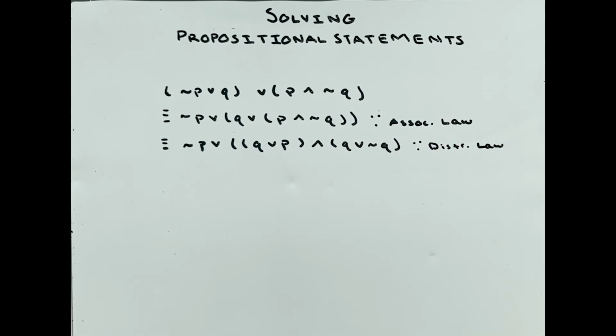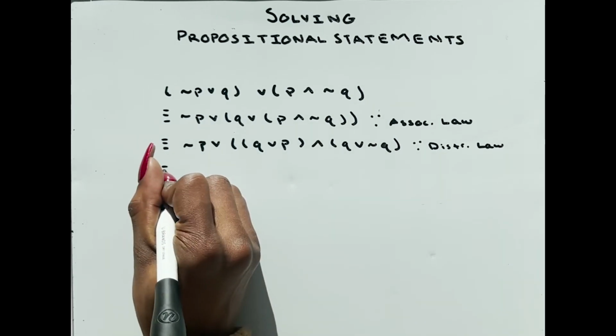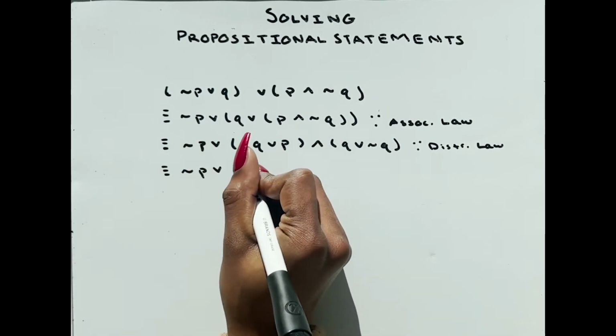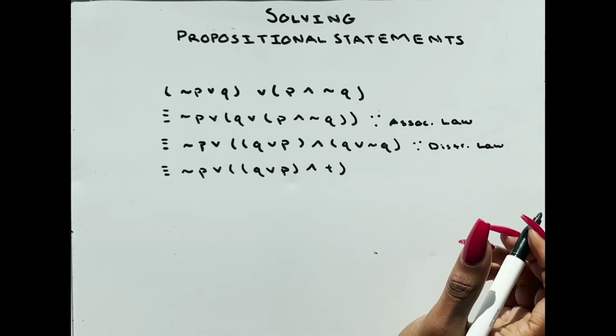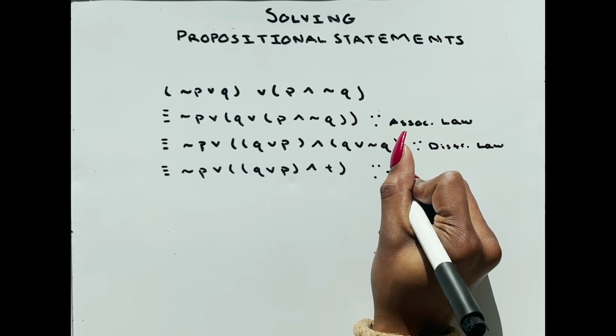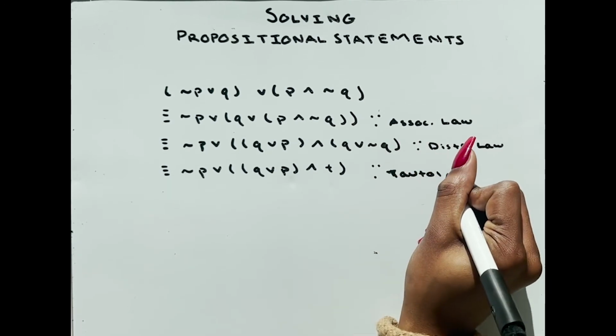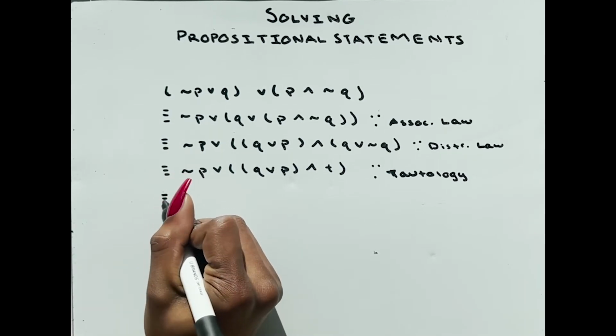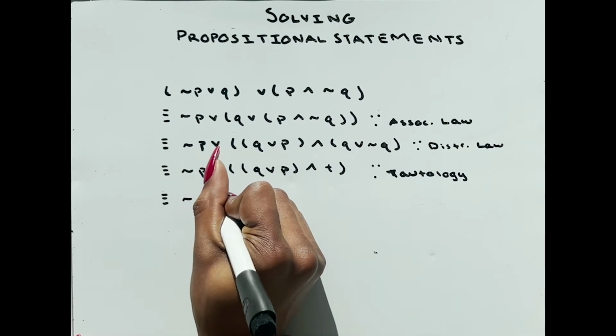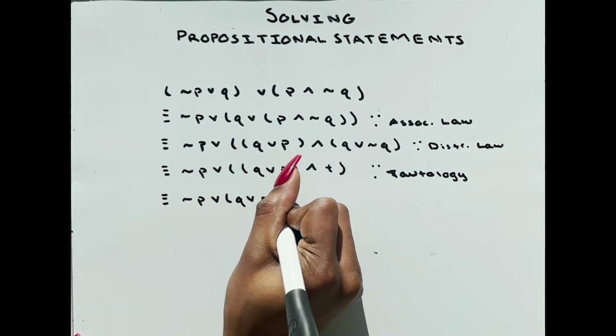Here we see that we have Q or not Q, which gives us a tautology, leaving us with not P or Q or P and tautology. And this is by the tautology law. Once we prove that tautology, we can get rid of the T, simplifying to not P or Q or P.